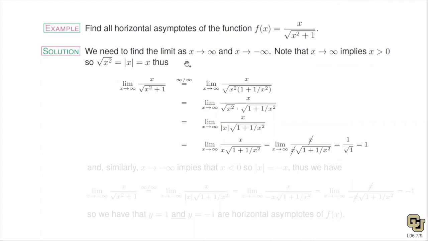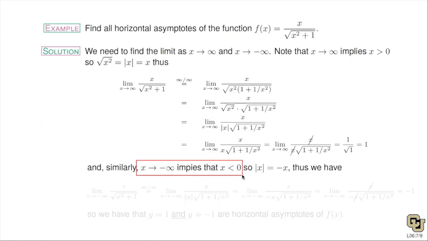Now, when I send x to negative infinity, the absolute value of x no longer becomes x. This part is going to be different, because when x is going to negative infinity, we can no longer assume x is positive. Instead, we can assume x is less than 0. And you know that when x is less than 0, the absolute value of x equals negative x. So here, I'm following the same steps. Now I'm doing the limit of this function as x goes to negative infinity as opposed to x going to infinity. It's the same steps.